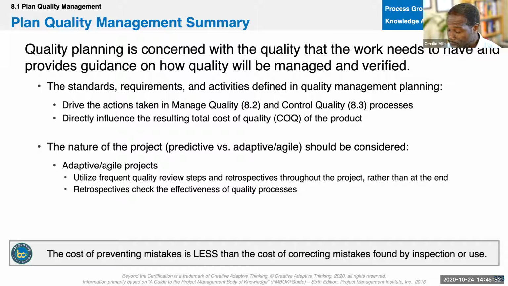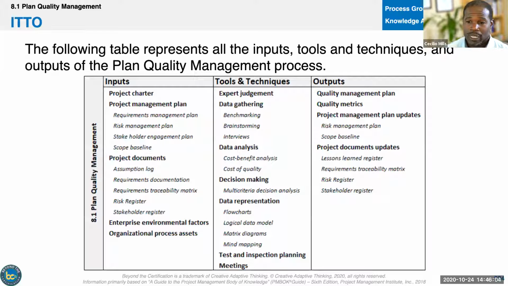They say it's going to cost you a lot of money to inspect for mistakes and then fix them later, because that's rework anyway. You did it twice. So just do it right the first time. All right. So we have the plan and the metrics. Those are the two distinct outputs here. We may get updates to the documents. We may get updates to our approach.